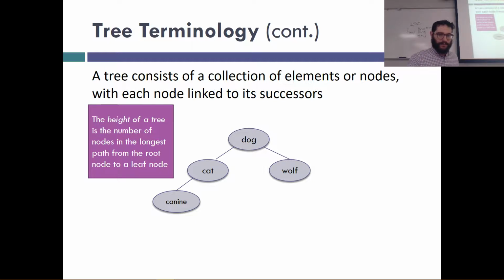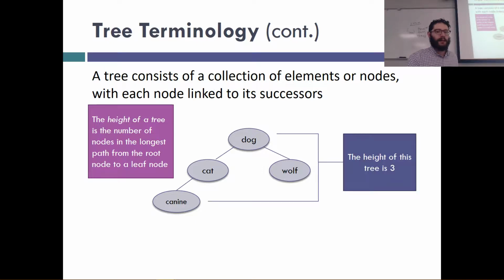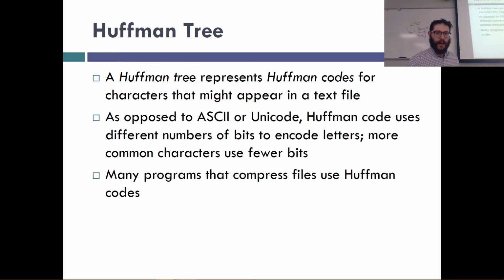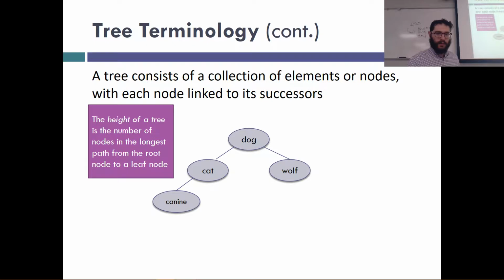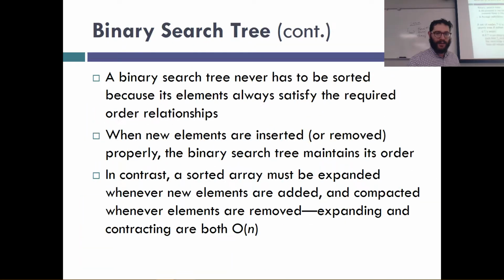The height of the tree is basically the longest path you can find from the root to a leaf. So it's not 2, because while we can find a path from dog to wolf, the longest path is dog, cat, canine. Another thing about these links: generally in trees, for solving puzzles the way this is going to work out, we have links to our children but not to our parent. Right? Our parent has links to us, but we don't have links to our parent. Okay.